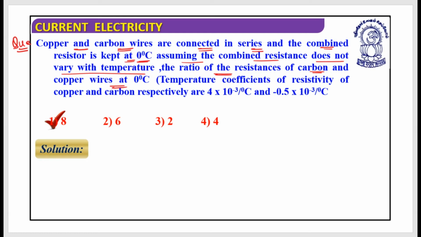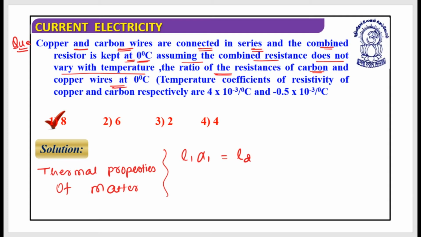Very good question. If you remember the thermal properties of matter, we derived that length is independent of the temperature if the condition L1 alpha 1 equals L2 alpha 2 holds. At that point I derived it for the length. Now I know that resistance is directly proportional to the length. R equals rho into L by A.